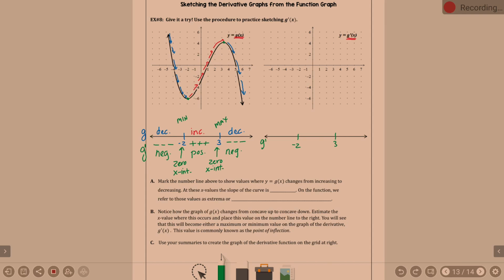So I know if we want to go ahead and put them on, I'm going to have an x-intercept at -2 and at 3. Okay. Thoughts on a point of inflection? It's totally random, it's hard to tell an exact.